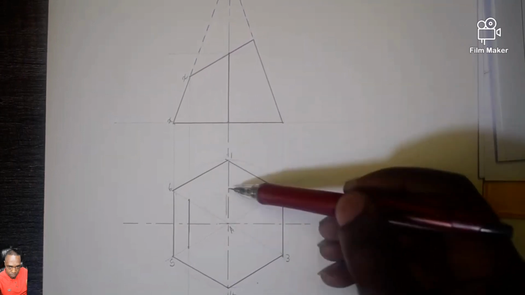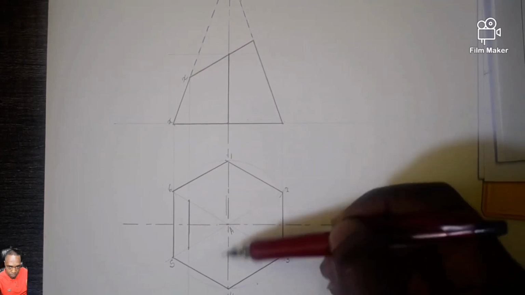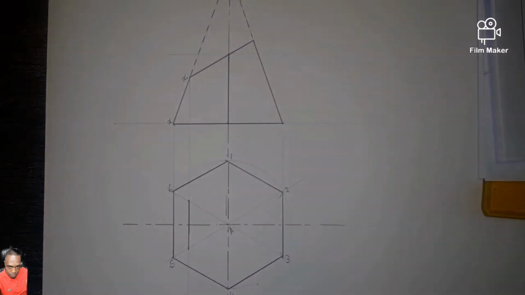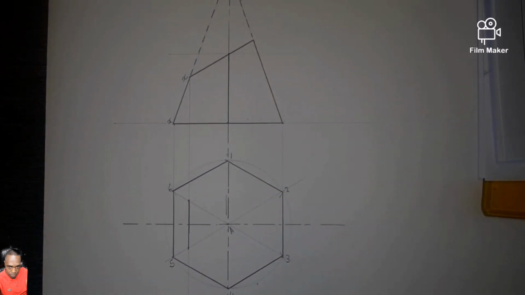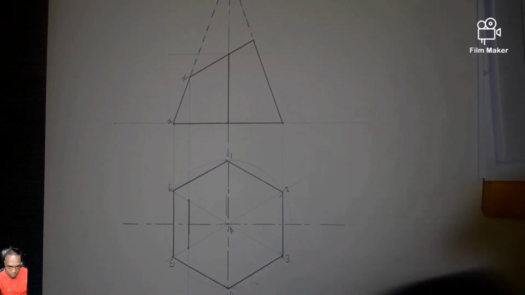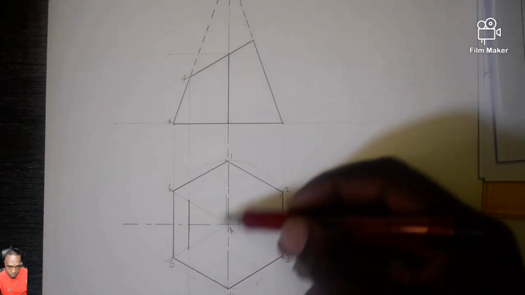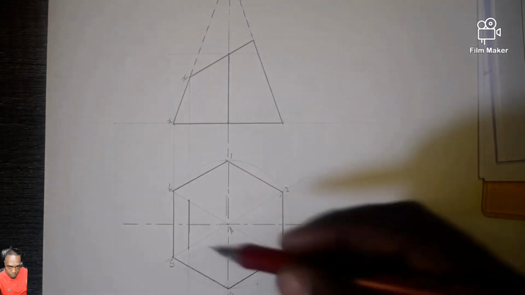Because we are looking for this point, we must be getting this point somewhere there. So to get them correctly, what are we going to do? You're gonna come back to your starting point, your very first starting point.